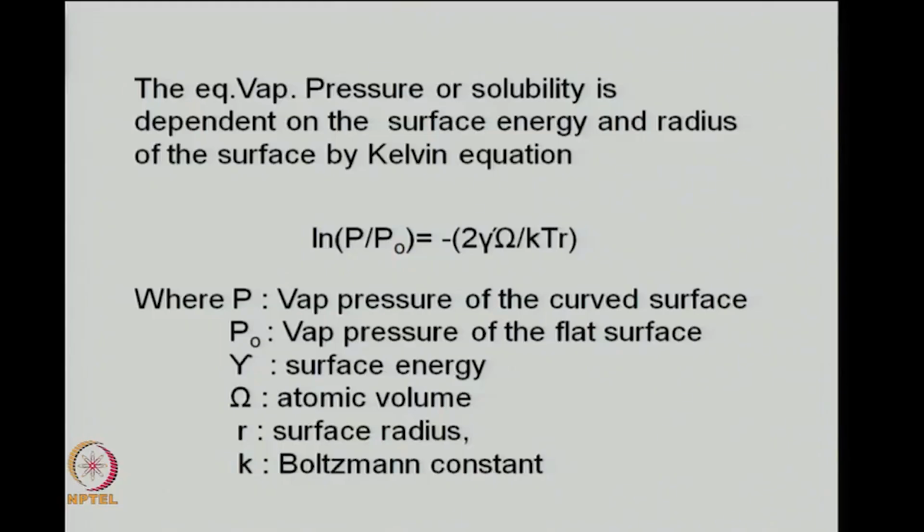The other thing is the equilibrium vapor pressure or solubility is dependent on the surface energy and radius of the surface by the equation given here. It is also called the Kelvin equation. So, as you see that there are a lot of parameters you can vary: the temperature, the surface energy, which are the two things, and the radius at the surface of the liquid droplet. So, if you vary these, you can control the equilibrium vapor pressure or the solubility.